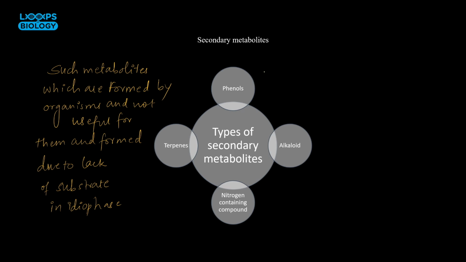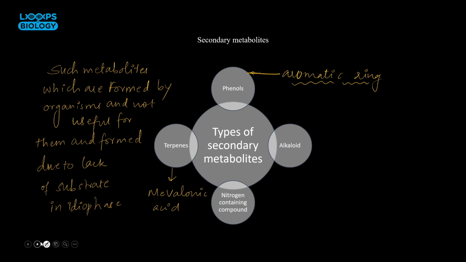So there are different categories such as phenols. The phenols are basically containing an aromatic ring, that is nothing but a benzene ring present inside it. There are some alkaloids which are basically obtained from the plants. There are nitrogen containing compounds and terpenes which have been obtained from mevalonic acid. So these are some of the types of your secondary metabolites.